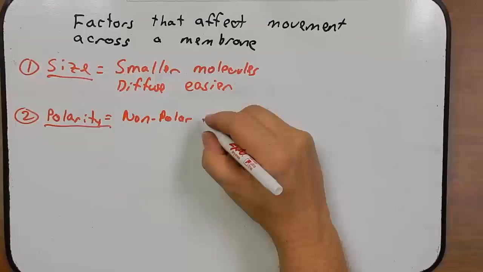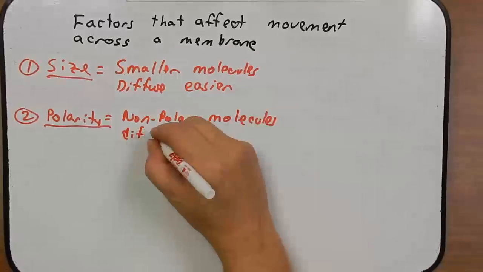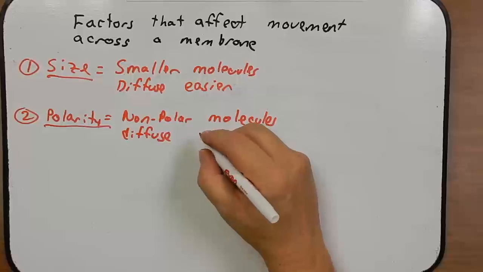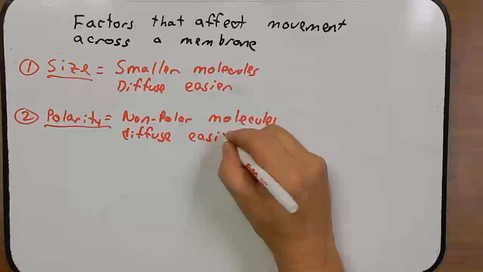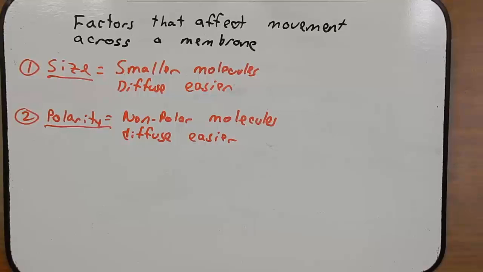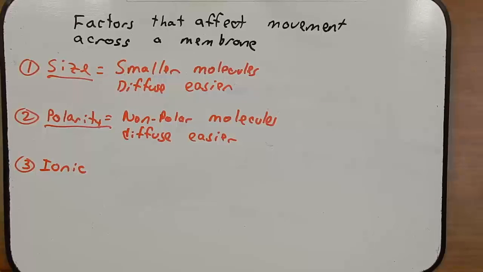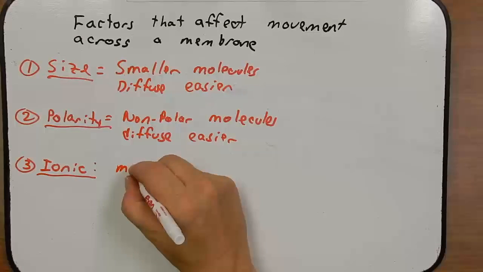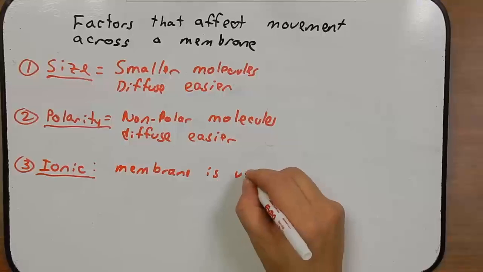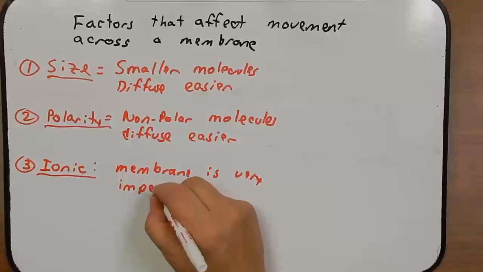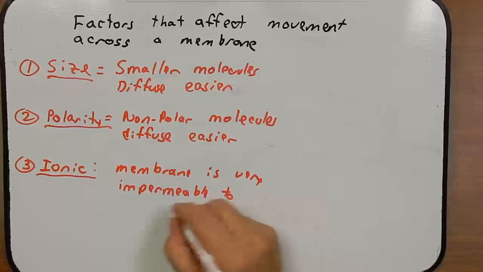Nonpolar molecules diffuse easier compared to polar molecules. And the last one is whether or not the molecule is ionic. Does it have a charge? And that's because the membrane is very impermeable to ions.